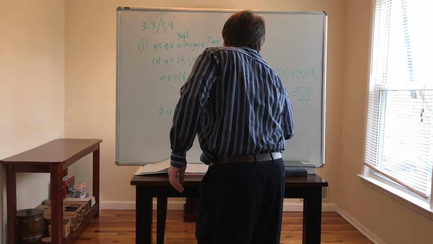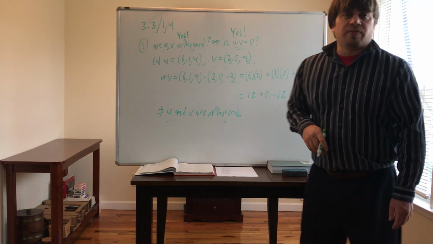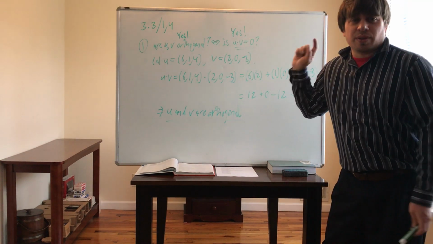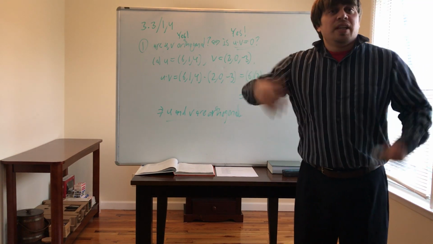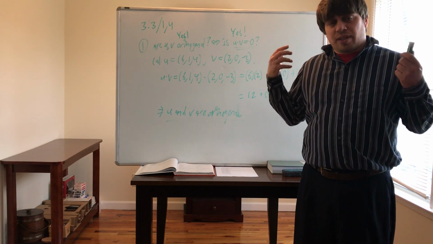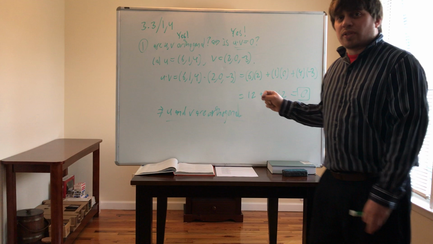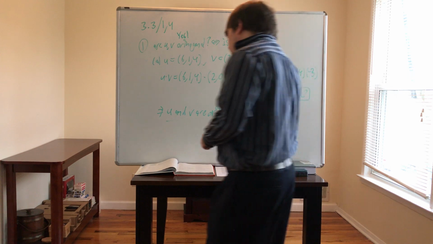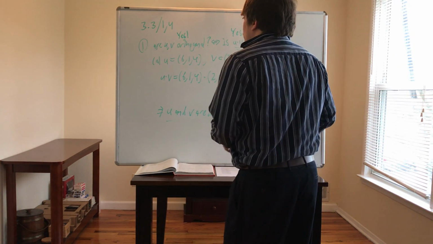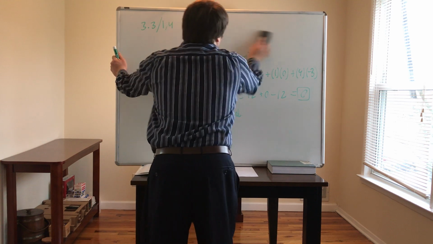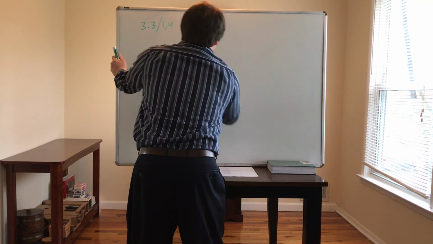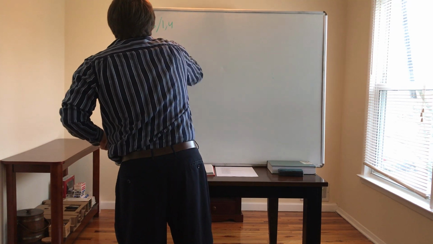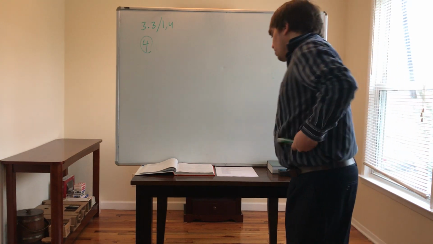For the other parts of the same question, you can just check whether or not the dot product of the two vectors is 0. If their dot product is 0 using the Euclidean inner product, then they're orthogonal. If the dot product is non-zero, then they're non-orthogonal. So that's 1, A, and the others are similar. So that's number 1. Next is number 4.